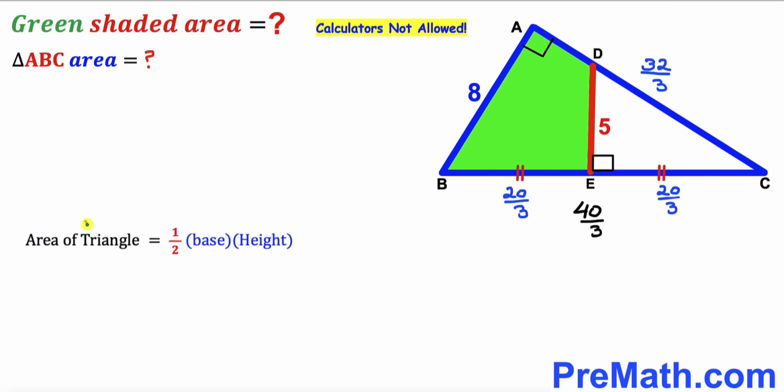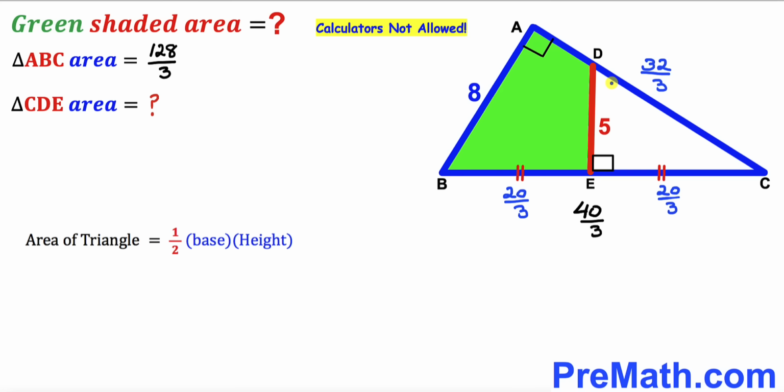And now let's recall the area of triangle formula. Area is always equal to a half times base times the height of the triangle. And in our case, the base of this triangle ABC is 8, whereas the height is 32 divided by 3. So therefore our triangle ABC area is going to be a half times 8 times 32 divided by 3. And if we multiply and simplify, that is going to give us 128 divided by 3.